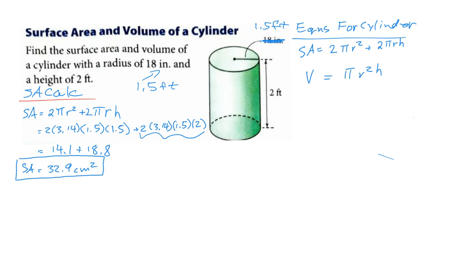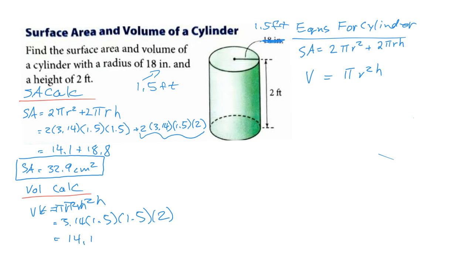Now that was pretty quick, wasn't it? So imagine how quick it's going to be when we calculate our volume. For our volume calculation, all we need is our basic equation of V is equal to pi r squared h. And now, substituting what we know, we got 3.14 times 1.5 times 1.5, and that's from our r squared value, times 2. And that gives us a final answer of 14.1 centimeters cubed.